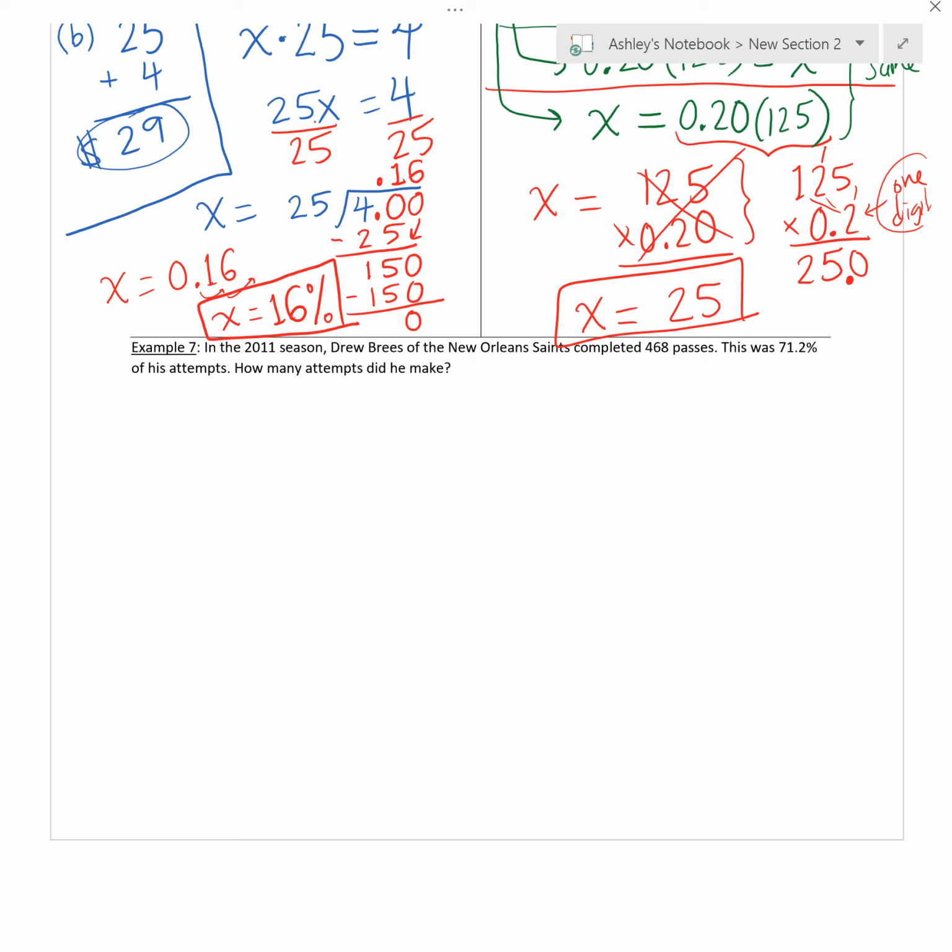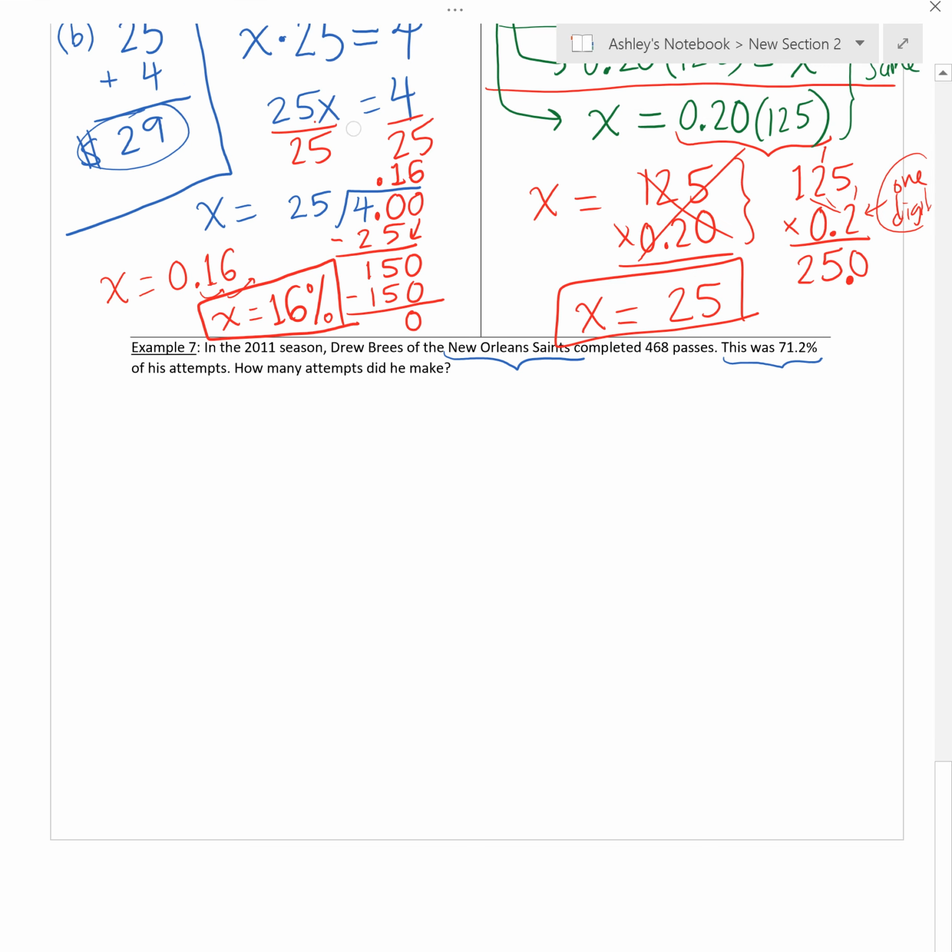okay, in the 2011 season, Drew Brees, I guess that's some football guy, I don't know. New Orleans Saints. Okay, yeah, that's football, right? I'm pretty sure that's football. Completed 468 passes. Wow, that seems like a lot. Huh. Completed too, not just thrown. Wow. Okay, sorry. Stay on topic. Just focus. This was 71.2% of his attempts. How many attempts did he make?